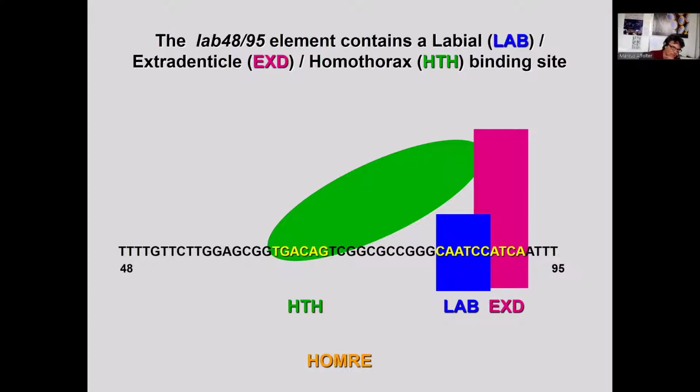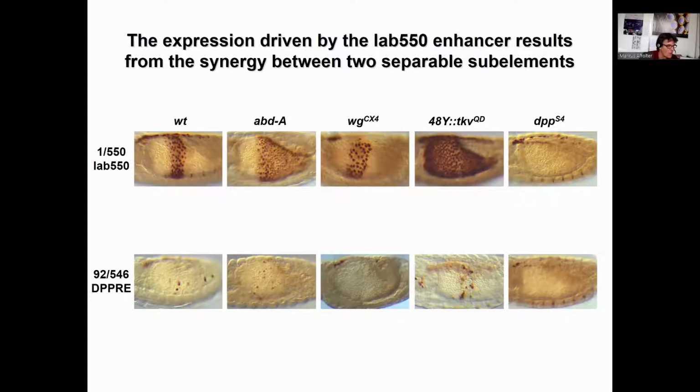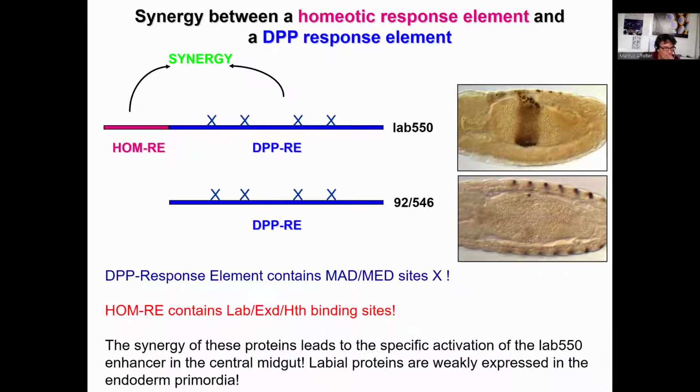Beautiful story, because it was the first Hox regulatory element. But what about the DPP input? So let me go here. This story, of course, then took a bit of time. We had a DPP response element that required homeotic input. We could do the whole biochemistry on the homeotic input over here, but we still had no clue about this.